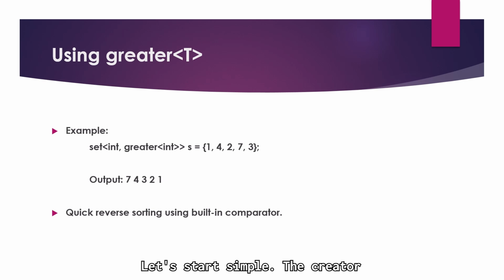Let's start simple. The greater comparator is built into the STL and reverses the default sort order. In this example, we use set<int, greater<int>> and the numbers are stored in descending order from largest to smallest. It's a handy shortcut when all you need is reverse sorting and you don't want to write custom code.